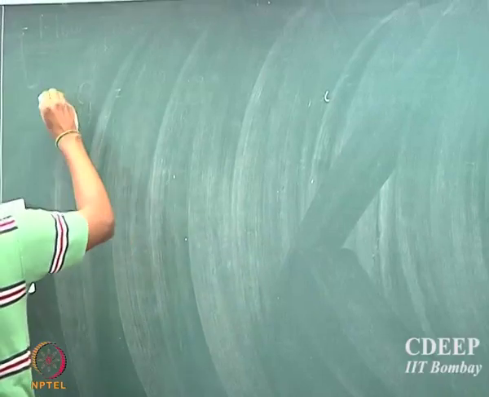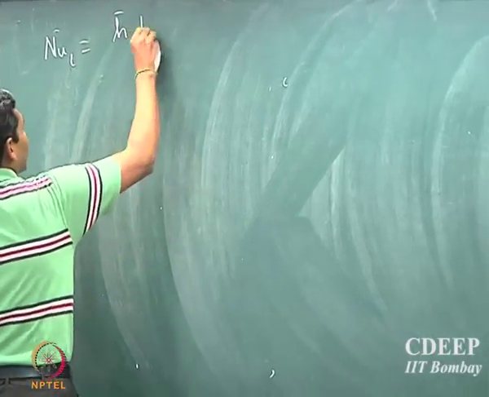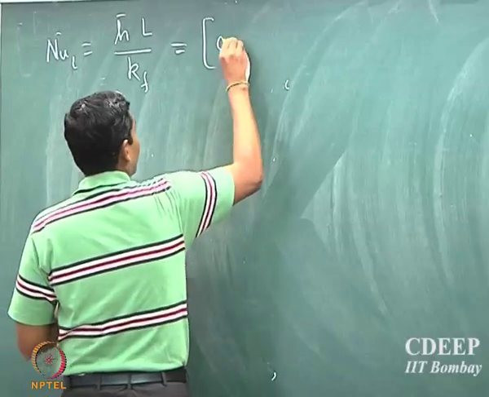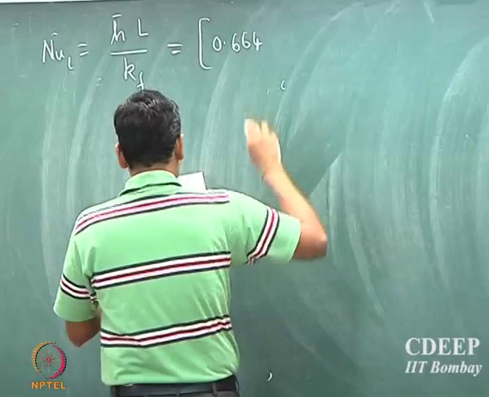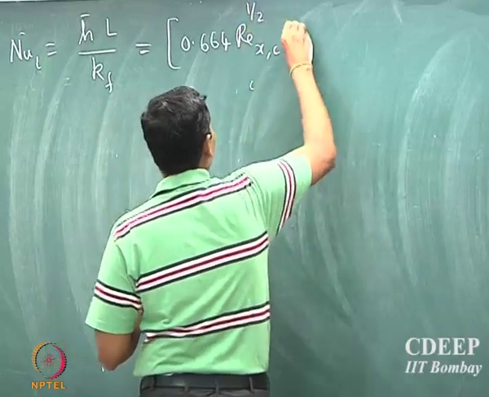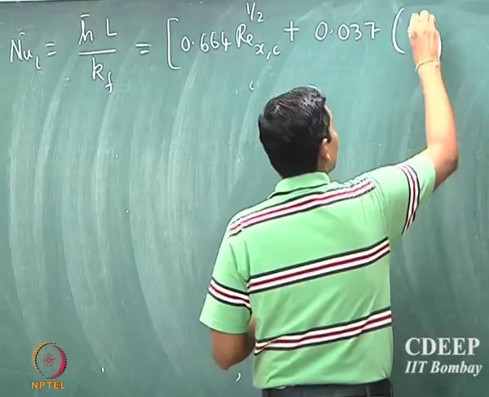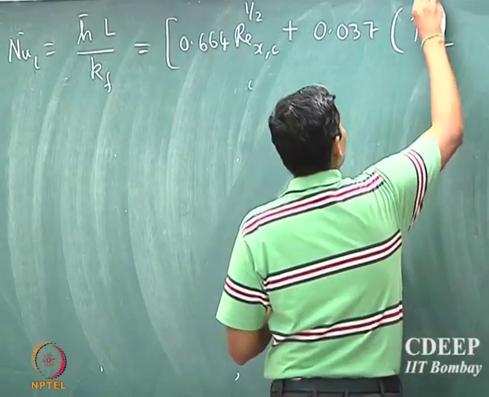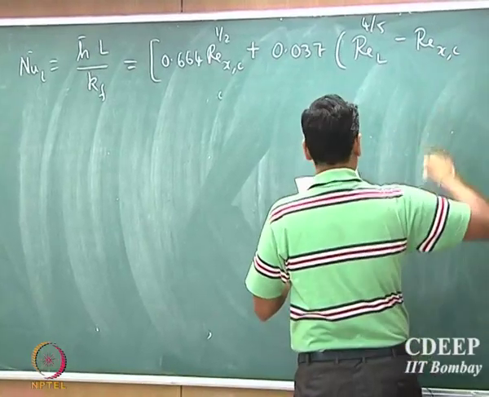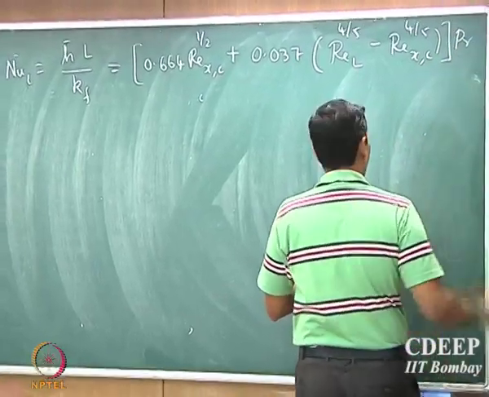So the average Nusselt number, which is defined as h into L by Kf, is given by 0.664 into the critical Reynolds number to the power of 1 by 2 plus 0.037 into Reynolds number to the power of 4 by 5 minus the critical Reynolds number to the power of 4 by 5, multiplied by Prandtl number to the power of 1 by 3.